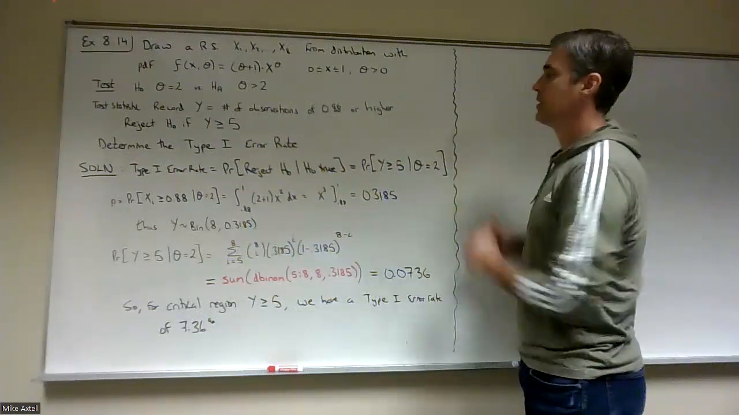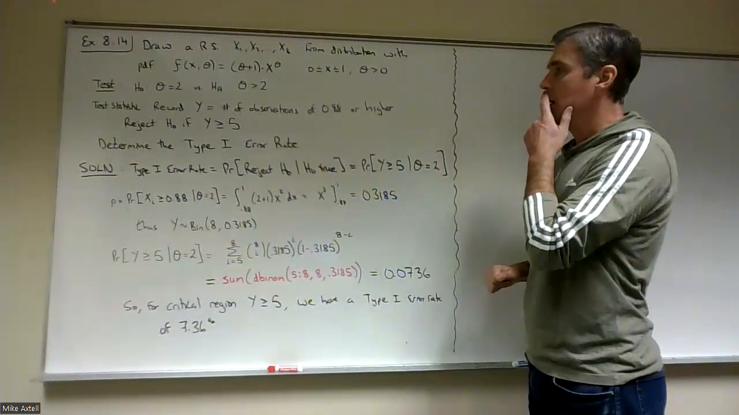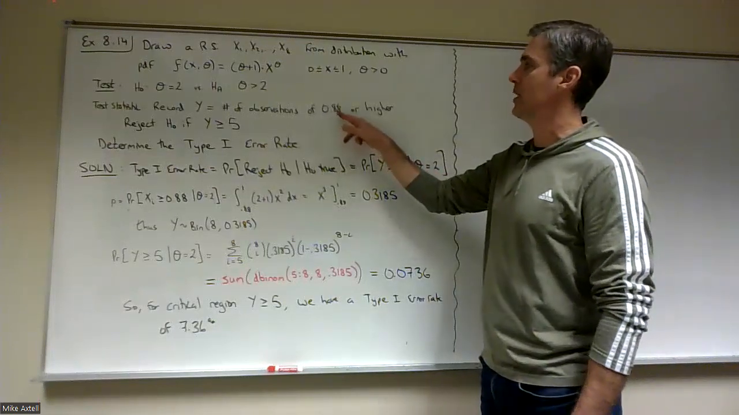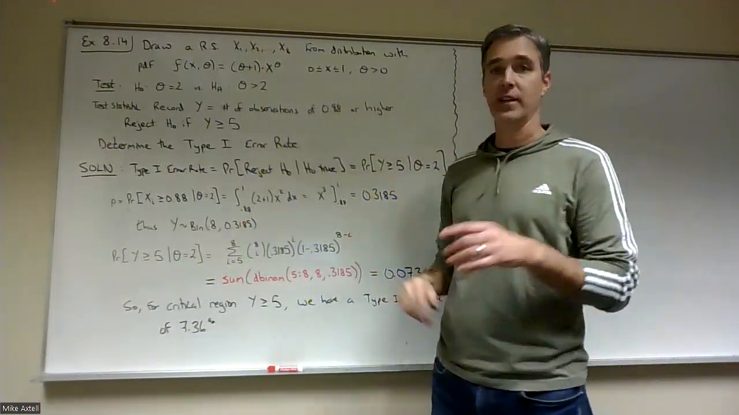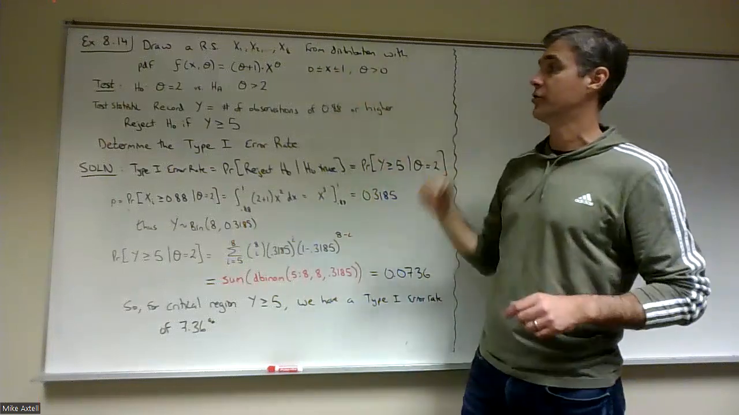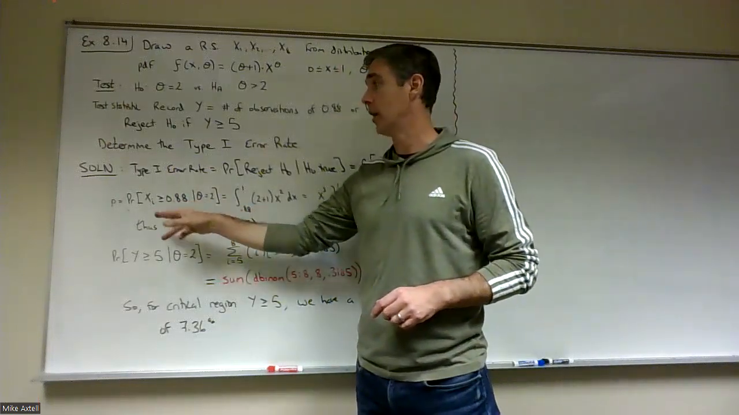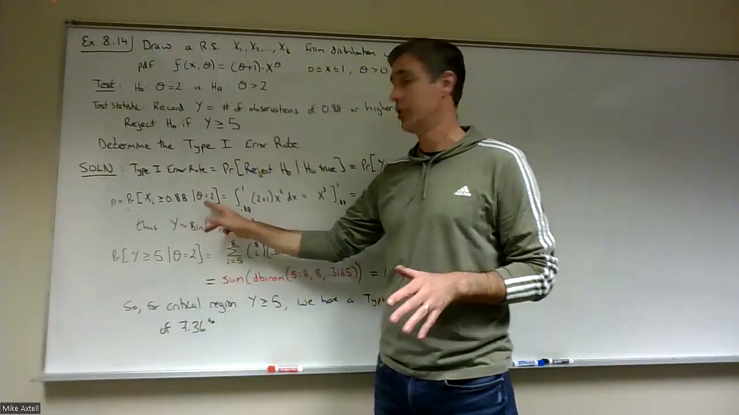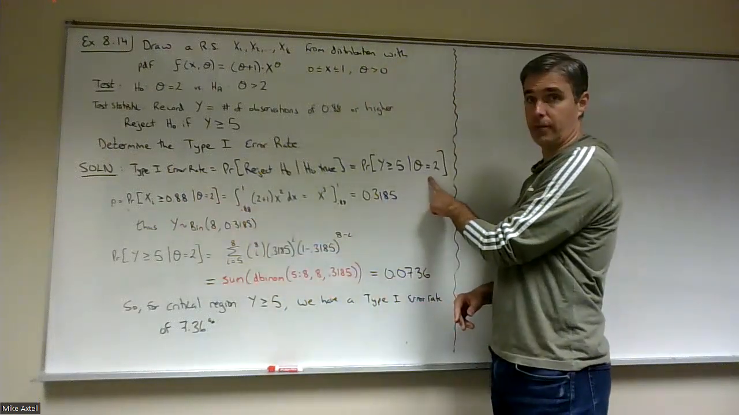All right, so I'm going to pause there for a moment and say, well, my Y count occurs if I have an observation that's 0.88 or higher. So what's the probability that a single observation from this distribution is 0.88 or higher under the null hypothesis, under the assumption that theta is 2, because that's what I'm operating under.